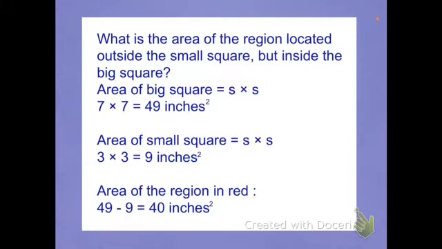What is the area of the region located outside the small square but inside the big square? So first we need to know the area of the big square, which is S times S, which is 7 times 7, which equals 49 inches squared. The area of the small square is S times S, which is 3 times 3, which equals 9 inches squared. So you subtract both of their areas: 49 minus 9 equals 40 inches squared as your final answer.